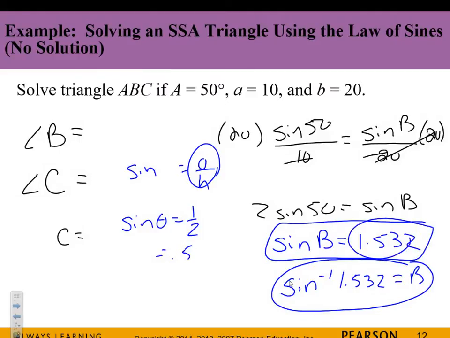in sine B. 1.53 is simply the ratio opposite over hypotenuse once I divide it, if that was really true. But it's not, because we were going after angle B, and it turns out that there's no such angle whose ratio is 1.53. 1.53 is your sine, and then when you do the inverse, we get the angle, if there is one.